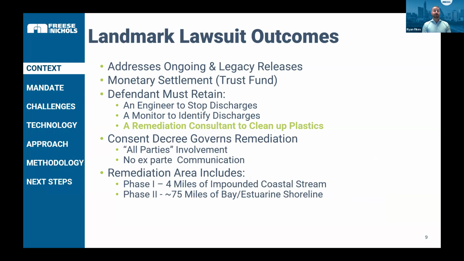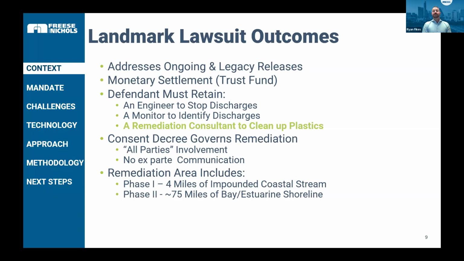These are those subsequent new releases that figured up to daily fines. And then, as I mentioned on the previous slide, in this case, the defendant has to retain all 3 of these specific roles: the engineer to stop discharges, the monitor to identify discharges, and then Freese and Nichols, who is brought on as the remediation consultant to clean up the actual plastics released by the manufacturer.